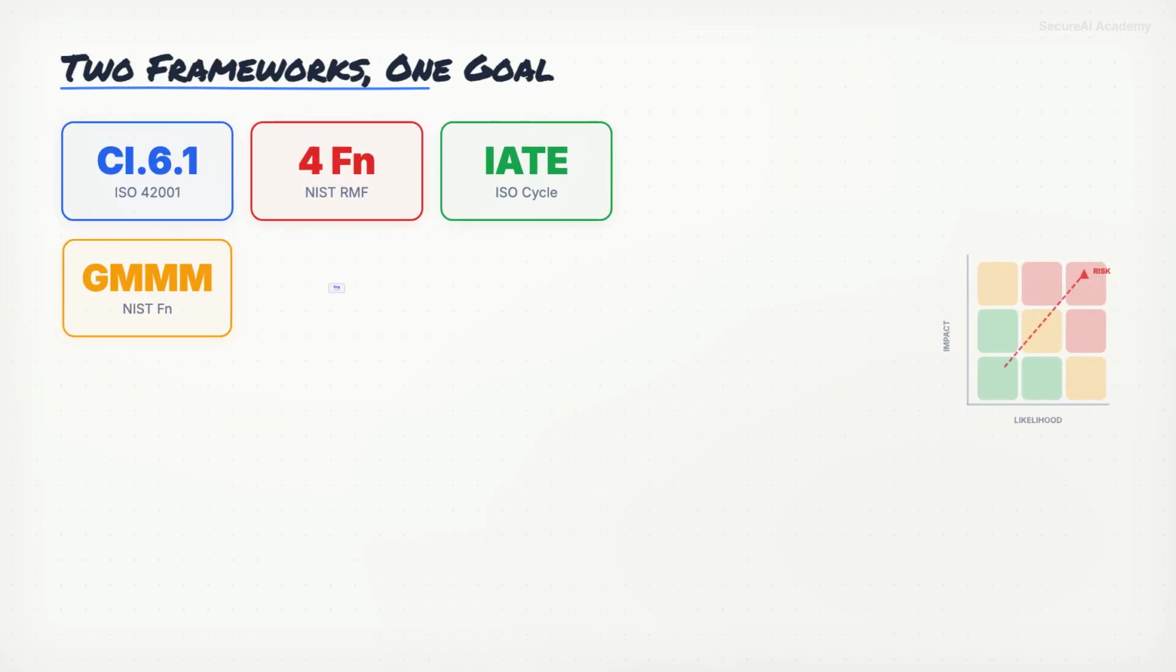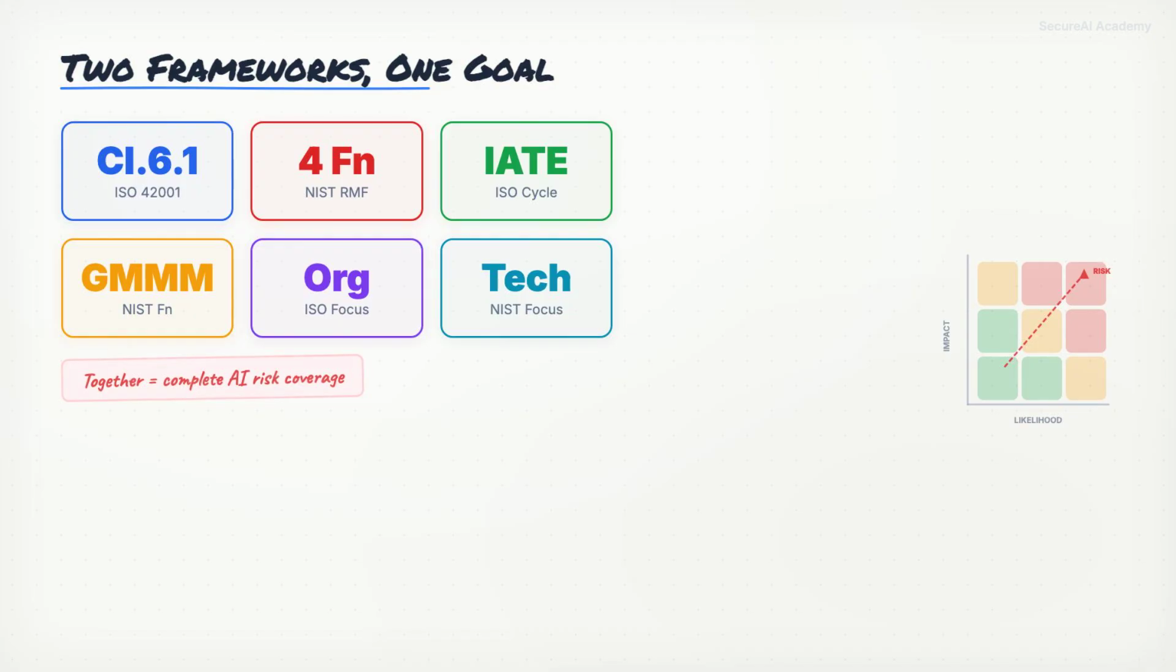We're combining two frameworks. ISO 42001 uses Clause 6.1 for risk assessment within the AIMS. It follows the Identify, Analyze, Evaluate, Treat cycle. NIST AI RMF uses four functions: govern, map, measure, manage. ISO focuses on organizational risk. NIST focuses on AI-specific technical risk. Together, they give you complete coverage. The goal is the same: understand and mitigate AI risks before they become incidents.